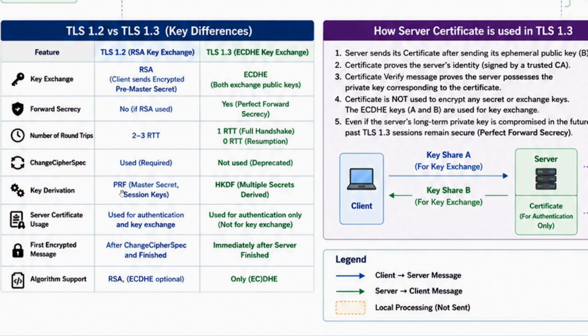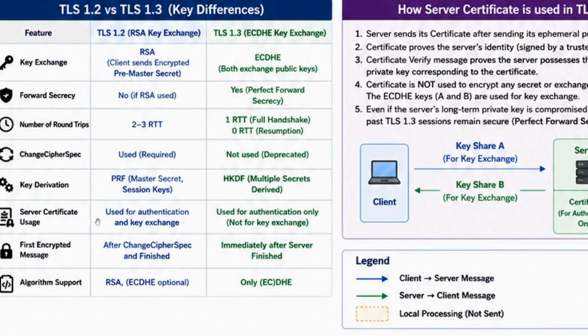Key derivation. The PRF algorithm is used here in TLS 1.2. And the server certificate is used for authentication and key exchange. Key exchange also happens here, because we extract the public key of the server from that certificate, and then we encrypt the pre-master secret using that public key and send it to the server. So here it is used for both authentication, to authenticate the server's identity, and also for the key exchange. And in TLS 1.3, it is only for authentication, not for any key exchange.